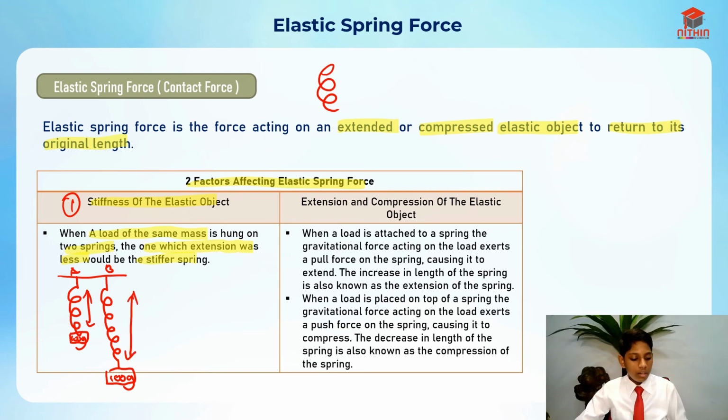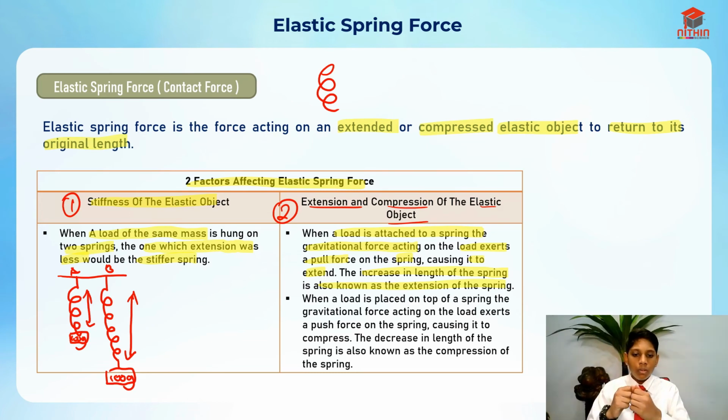Okay, next, the extension and compression of an elastic object. So this is the second factor. Let's read. When a load is attached to a spring, the gravitational force acting on the load exerts a pull force on the spring, causing it to extend. The increase in length of the spring is also known as the extension of the spring. So basically the extension and compression of the elastic object depends on how much elastic spring force it has.